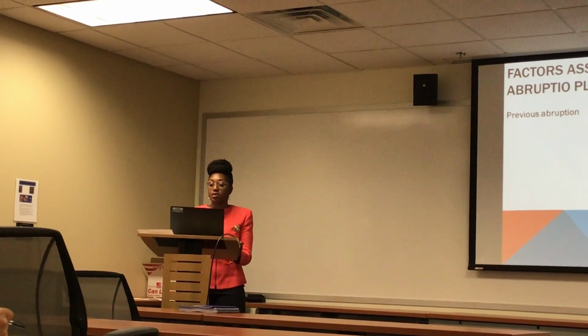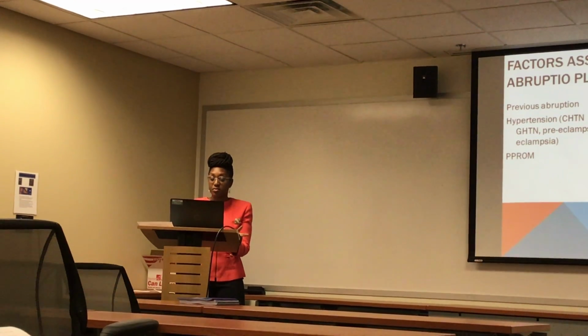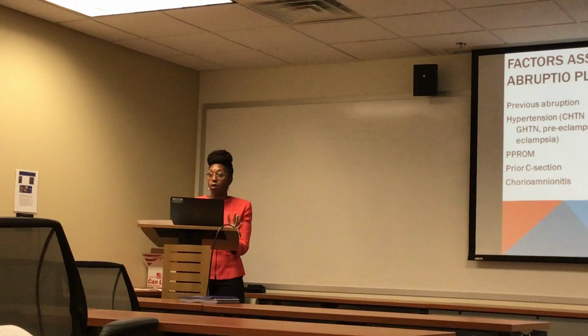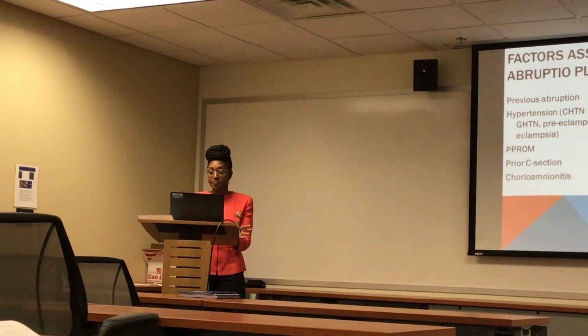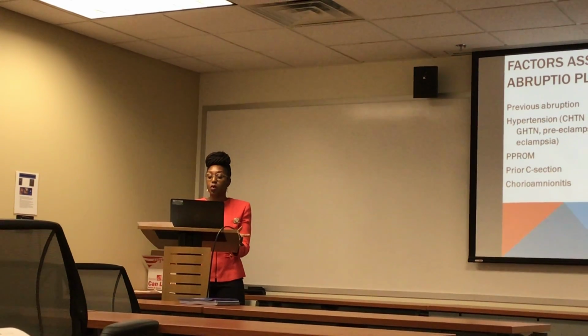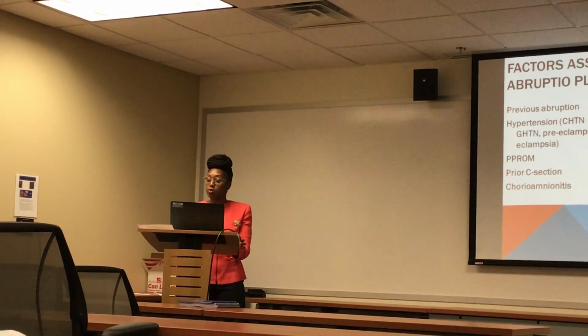Factors associated with abruptio placentae are a previous abruption, hypertension, PPROM, prior C-section, and chorioamnionitis. All things we talked about earlier. Any questions? Also multiparity, cocaine use, smoking, short umbilical cord, blunt abdominal trauma, and thrombophilia in pregnancy.